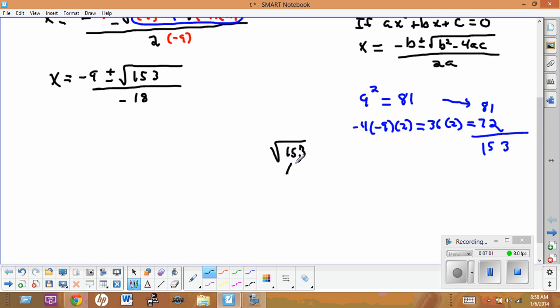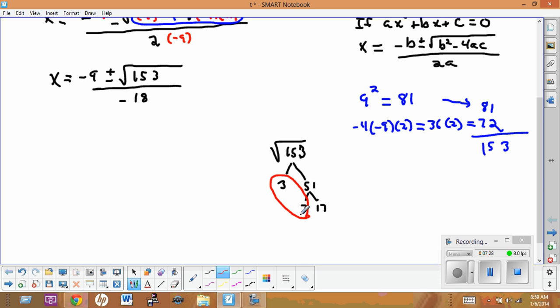Let's go ahead and take a look. That can be done using a factor tree. Using a factor tree, I can see that 3 goes into 153 51 times. 3 goes into 51 17 times. 3 is prime, 3 is prime, and 17 is prime. So we're done with our factor tree. Now what I'm looking for to see if I can simplify are pairs. Pairs are perfect squares. It rhymes.